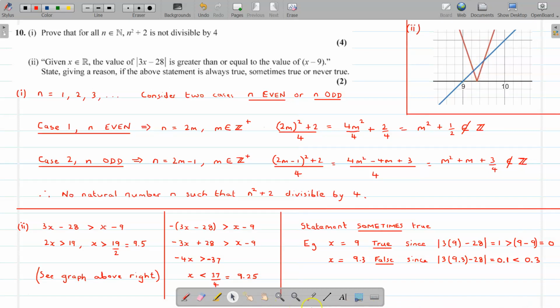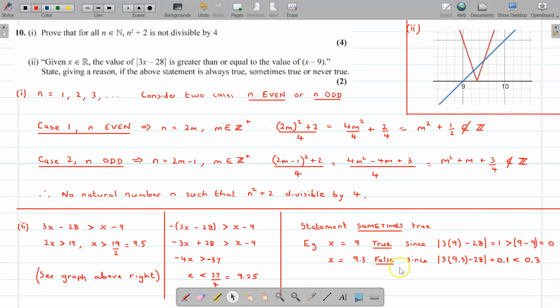And what I can therefore say is it's sometimes true, and I'm even going to give two examples. So when x is 9, it's true, since that is equal to 1, which is greater than 0. And when x is 9.3, in other words, I'm choosing something down here, where I can see it's not going to work, then I can say it's false, because that is equal to 0.1, which is less than 0.3, which is what you would get if you put 9.3 in there.